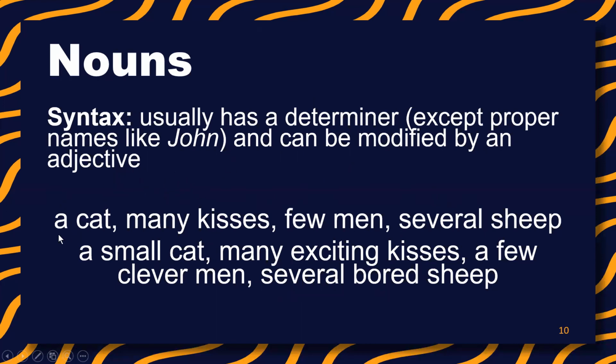For some examples that we have here: a cat, with determiner a, an article specifically, and cat is the noun. Many kisses, so we still have a determiner, and kisses is the noun. We also have few men, several sheep, a small cat, many exciting kisses, a few clever men, several bored sheep.